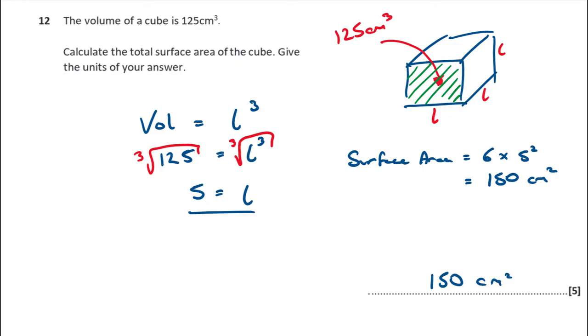Now notice on this answer line there is no unit specified. It does say give the unit of your answer here. They haven't given it for you. Now often they do in questions, but here they didn't. So that means if you don't write it down, you're going to lose a mark. So make sure you write it down.